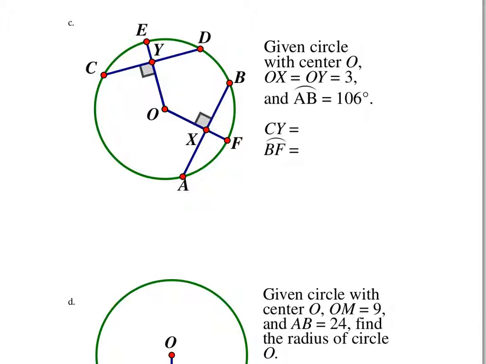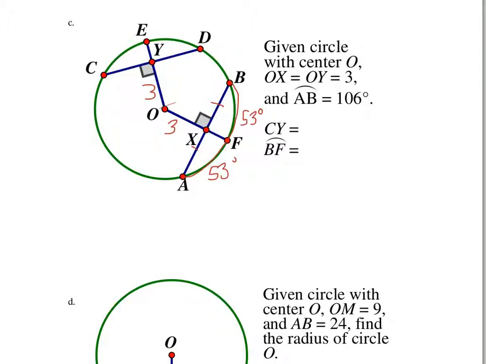So I know that this is 3 and this is 3 because they were given to me. We're supposed to find CY. So I also know that AB is 106. So if AB is 106, then I know this is 53, this is 53. I also know that this is being bisected, which won't be relevant at this point, but it's good to note it.